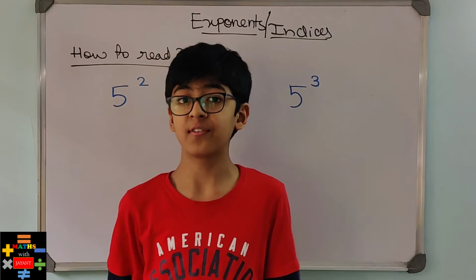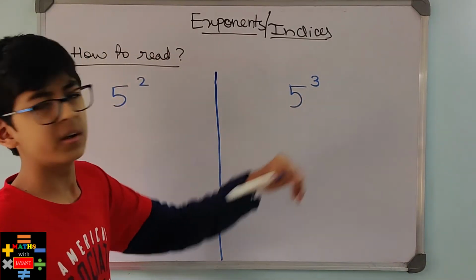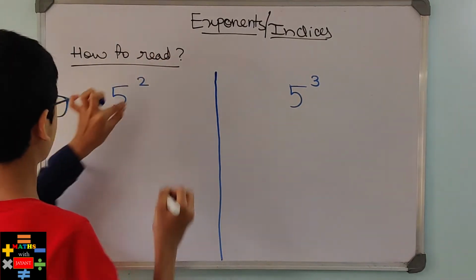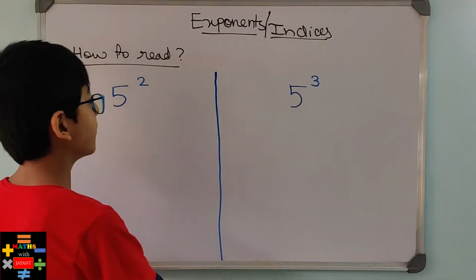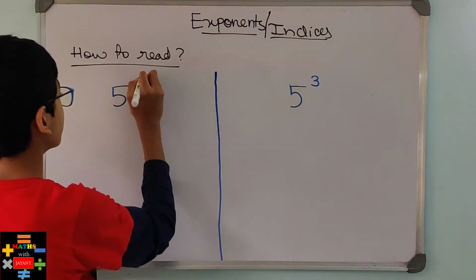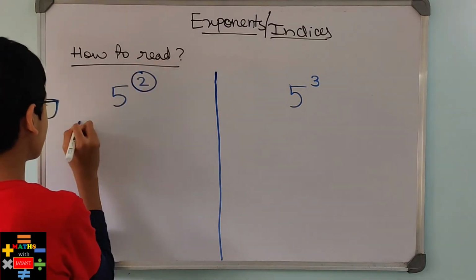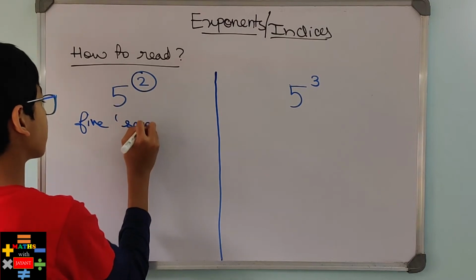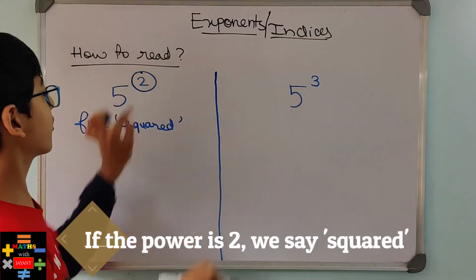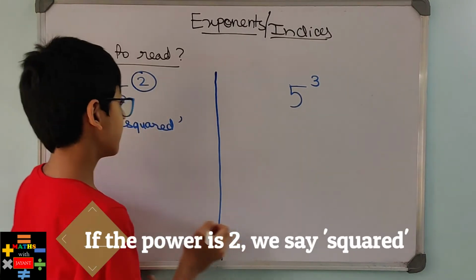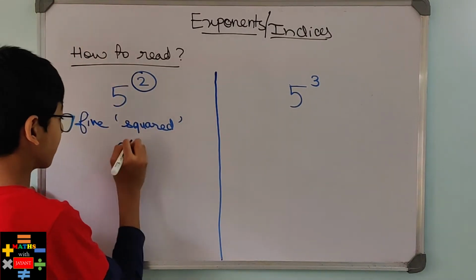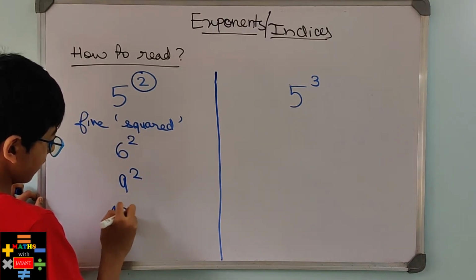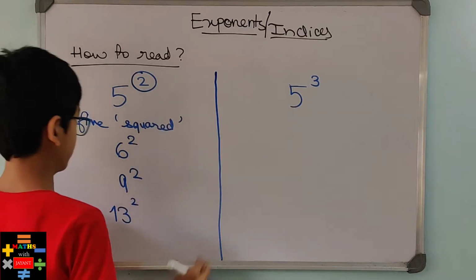If the exponent is 2 or 3, then there is a much simpler way of reading. Of course, we do have the other ways of reading, like the second power of 5, 5 raised to the power 2, and so on. But whenever the exponent is 2, the easiest way is to directly say squared. So 5 raised to the second power is nothing but 5 squared. Then this is 6 squared, this is 9 squared, this is 13 squared, and so on.